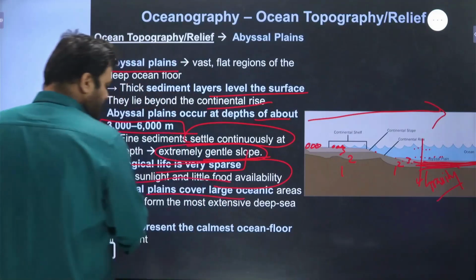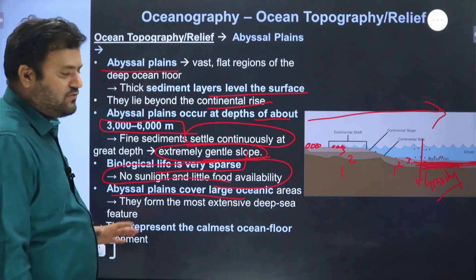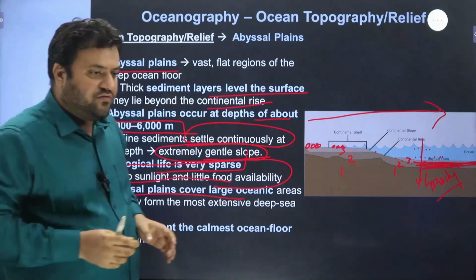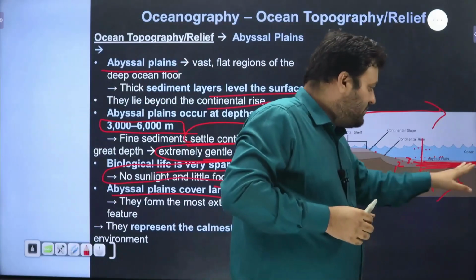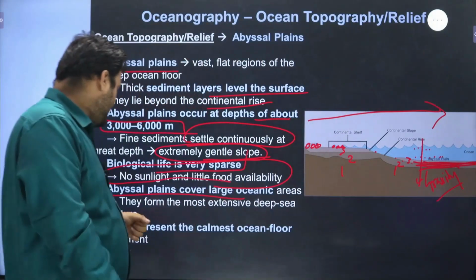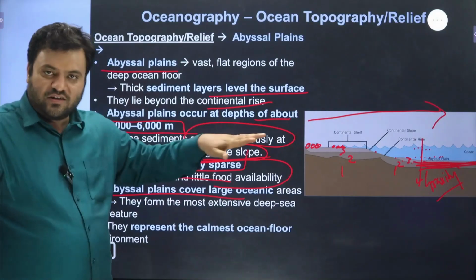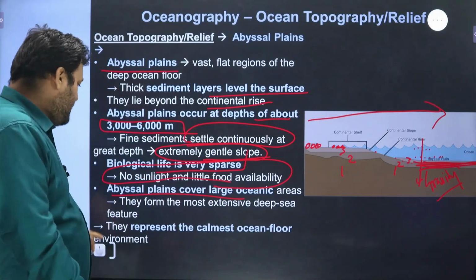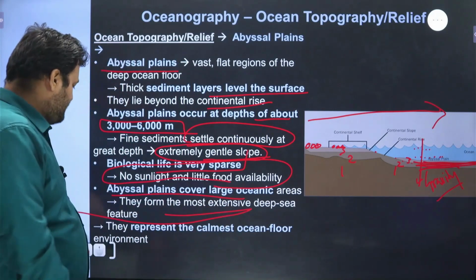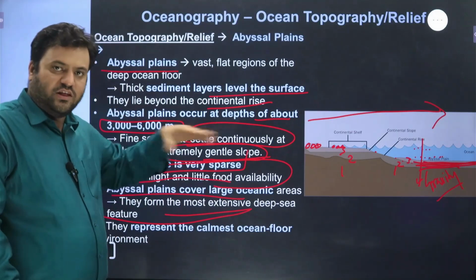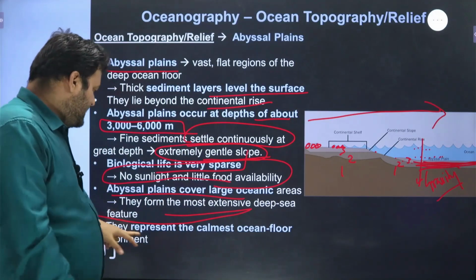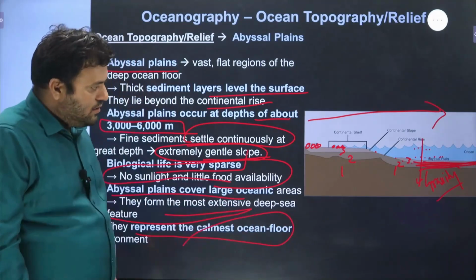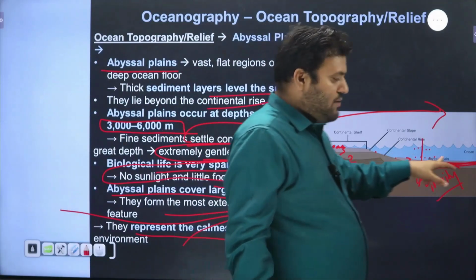And these abyssal plains actually cover large oceanic areas, meaning the major oceanic areas found on our Earth's surface are comprised of abyssal plain. Abyssal plain is the broadest feature of our ocean. They are the most extensive deep ocean features, and yes, they represent the calm zone. Here you have calm water conditions.